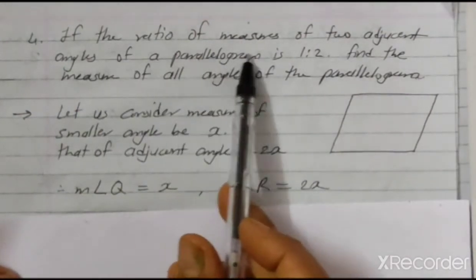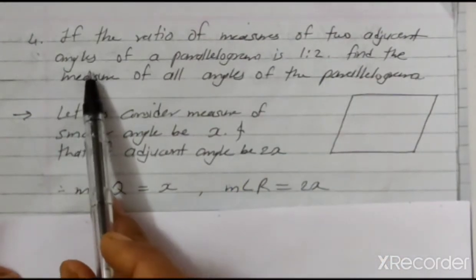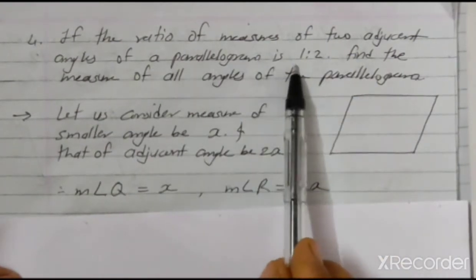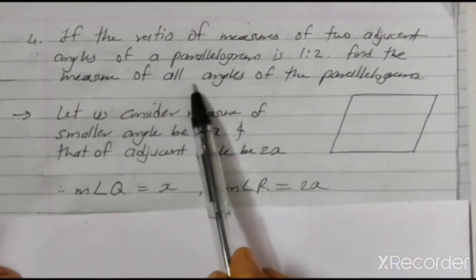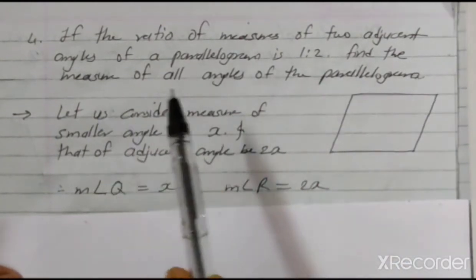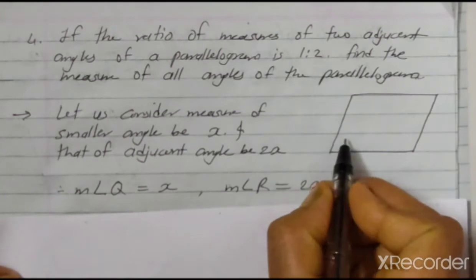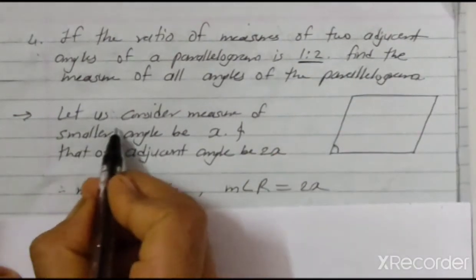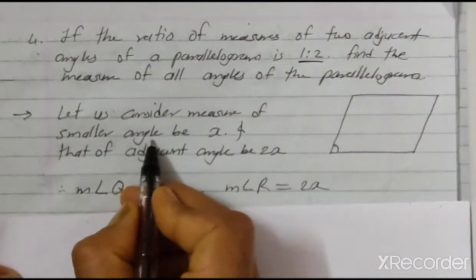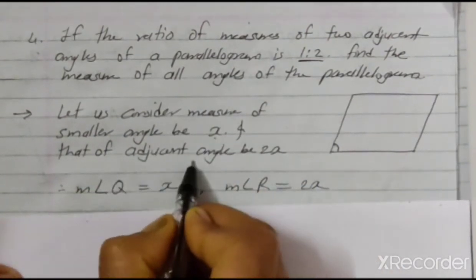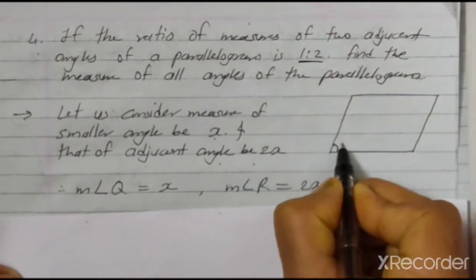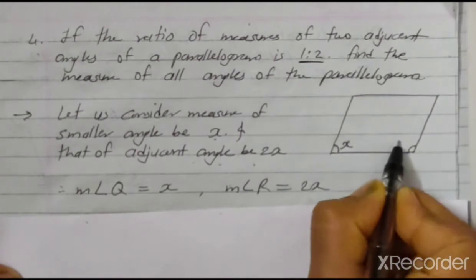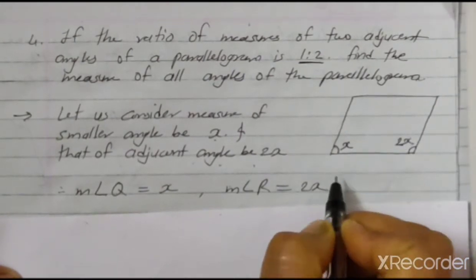If the ratio of the measure of two adjacent angles, here adjacent angles are given and its ratio is given, which is 1:2. Find the measure of all angles of the parallelogram. Here I consider, suppose the ratio is 1:2. So here I am taking, suppose the measure of the smaller angle be x and that of the adjacent angle is 2x. So this is the acute angle, which is x, and this is obtuse, which is the bigger one. This is equal to 2x.